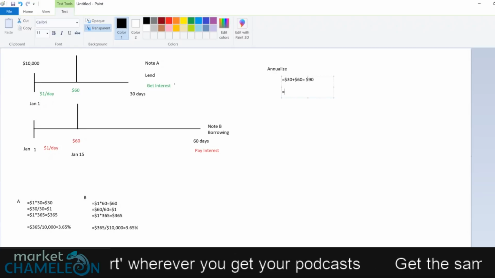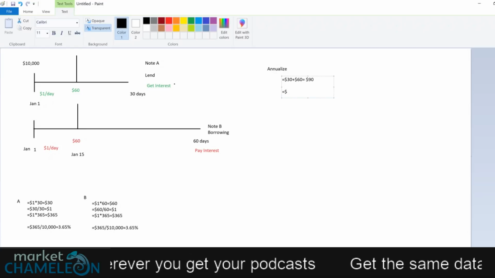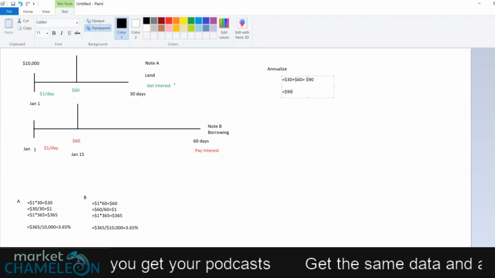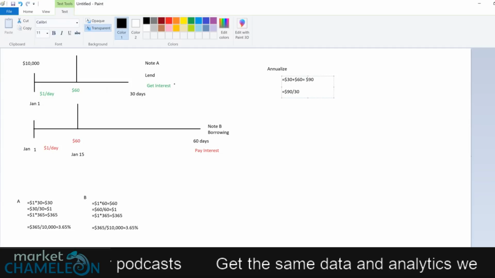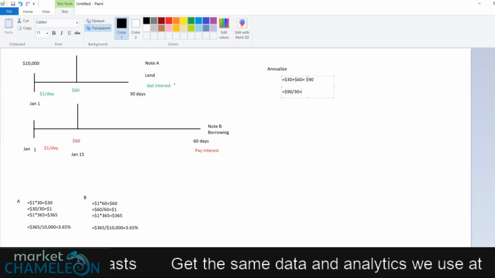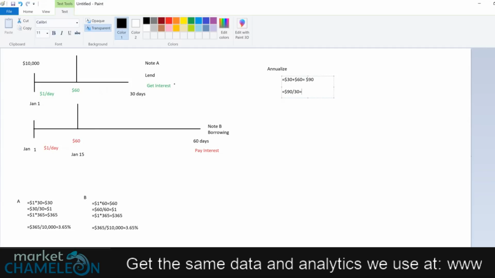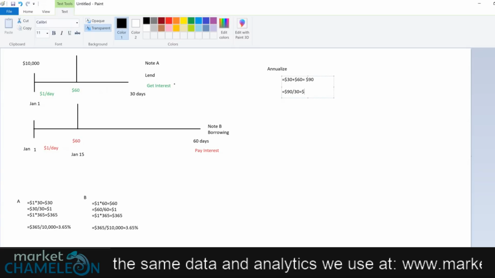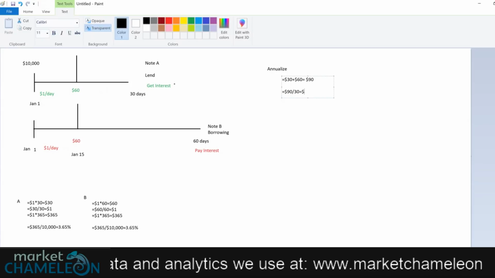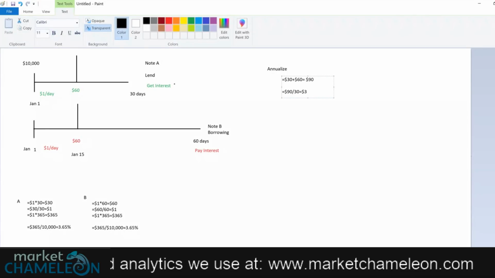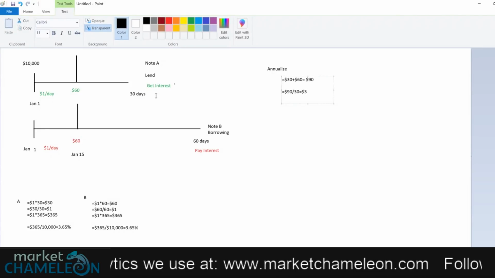Now, we're going to take the $90 and divide it by the 30 days we're carrying it. This is our average daily, what we receive, average daily. Now, this is how the model is going to work. Average daily, $3. Now, I'm going to annualize that $3.